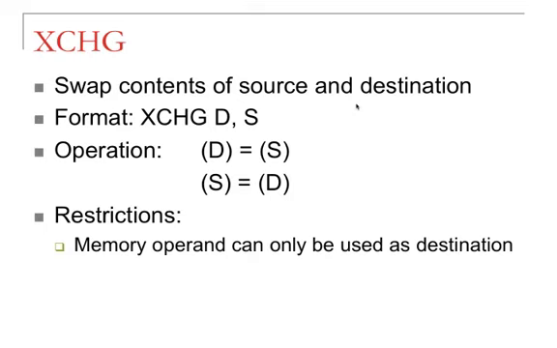Here's a new data transfer instruction, exchange. The mnemonic of this instruction is XCHG. This instruction will swap the content of source and destination. The format is similar to the move instruction. We're going to do XCHG D, S. So the operation is to swap the content of these two operands. The content of source will be put into the destination, and destination will be put into source. Restrictions: memory can only be used as destination.